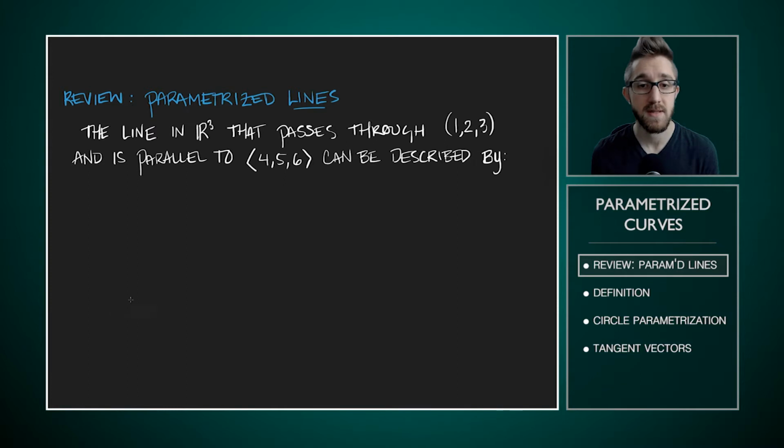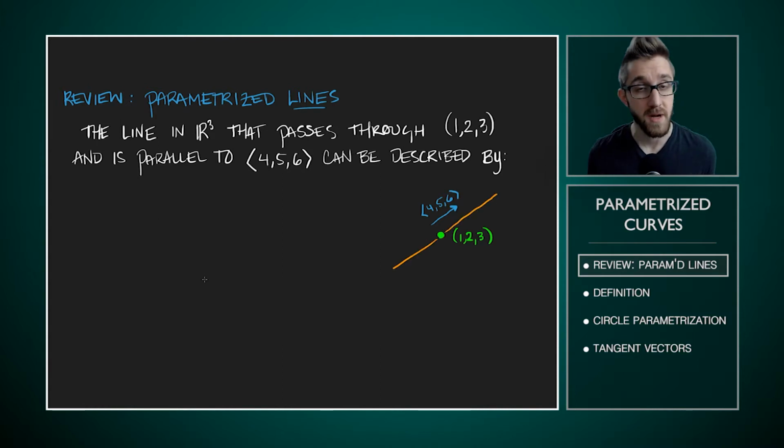For example, let's say we wanted to describe the line that passes through the point (1, 2, 3) and is parallel to the vector (4, 5, 6). So just so that we have a picture, let's say that here's the point (1, 2, 3), and the vector (4, 5, 6) points this way. Then we want the line that goes through this point and is parallel to this arrow. So maybe it would look like this.